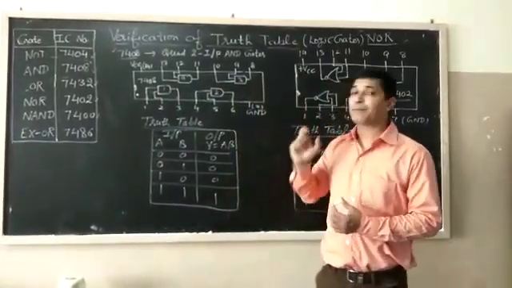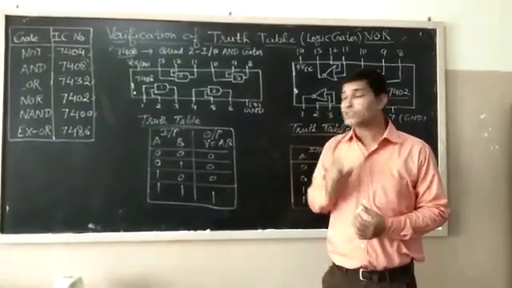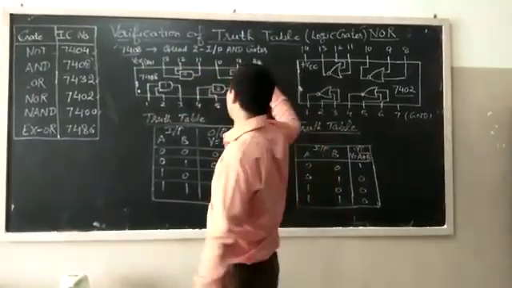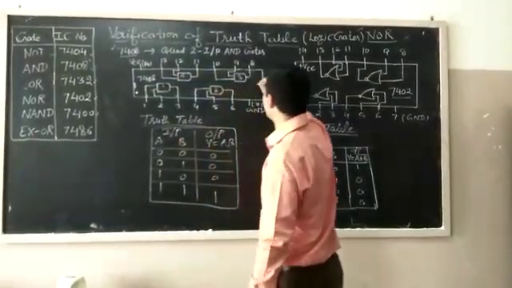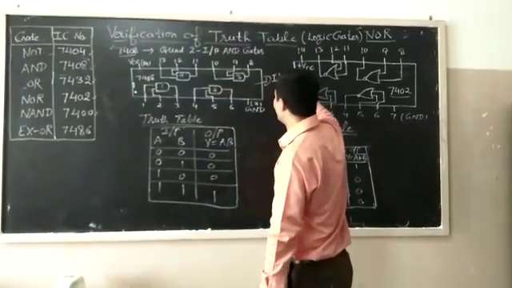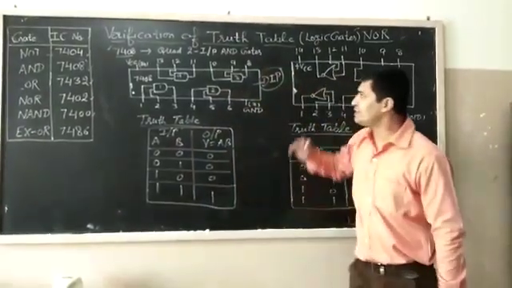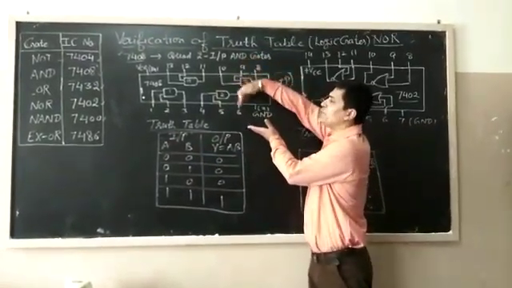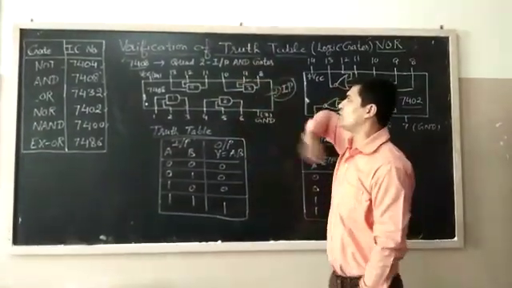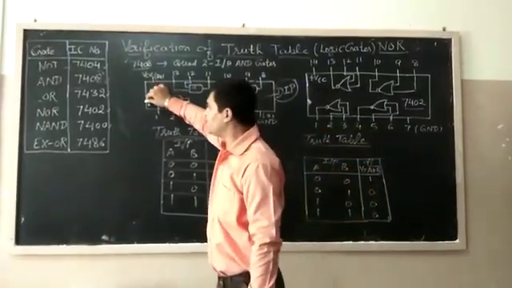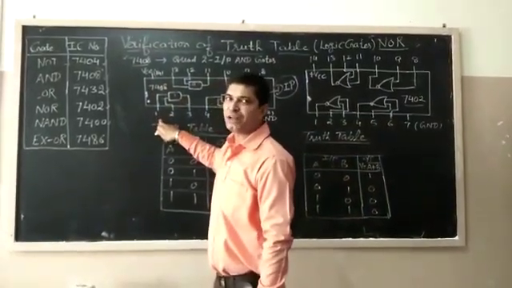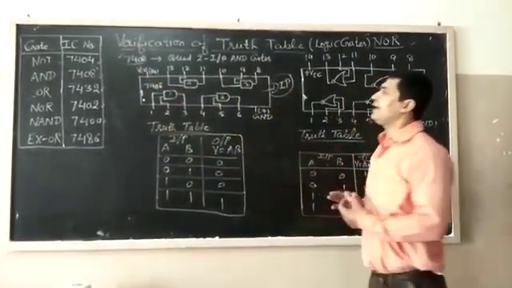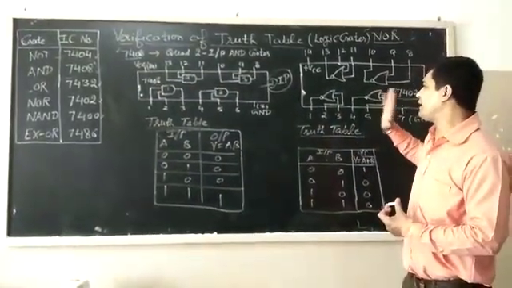This IC contains 14 pins, which are numbered 1 to 7 on one side and 8 to 14 on the other side. This IC is also known as DIP, dual in line package. Dual in line package means pins are equally distributed on both sides, 7 on this side, 7 on this side. There is a notch which indicates pin number 1, and this one is the maximum pin number, that is 14.